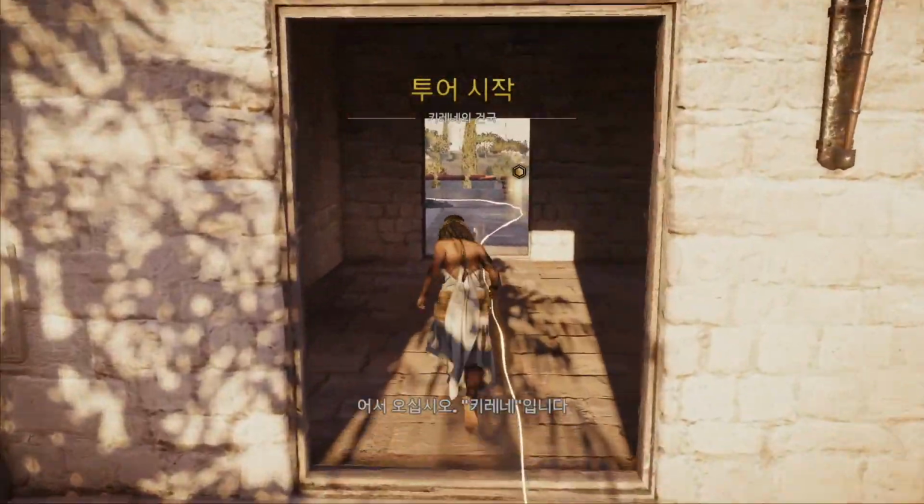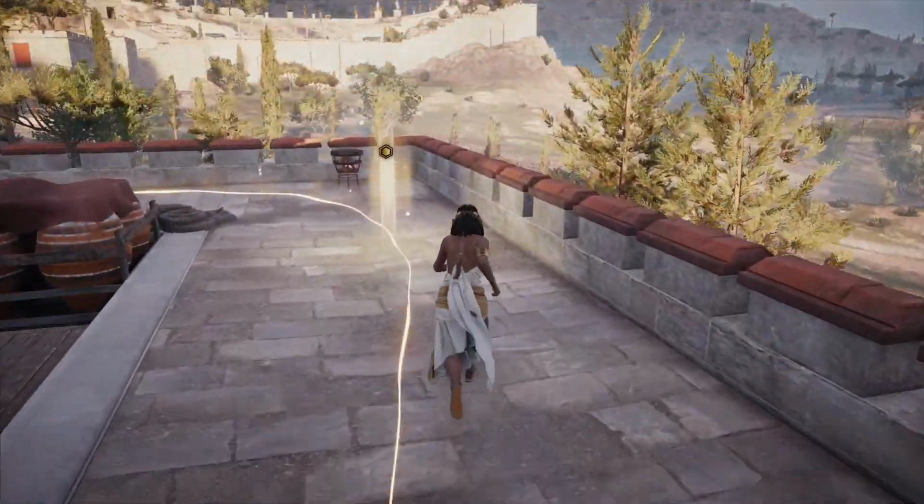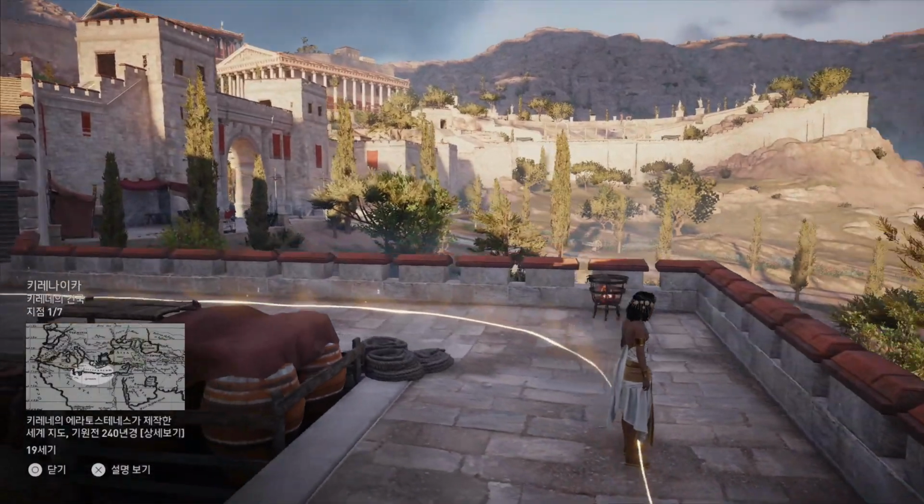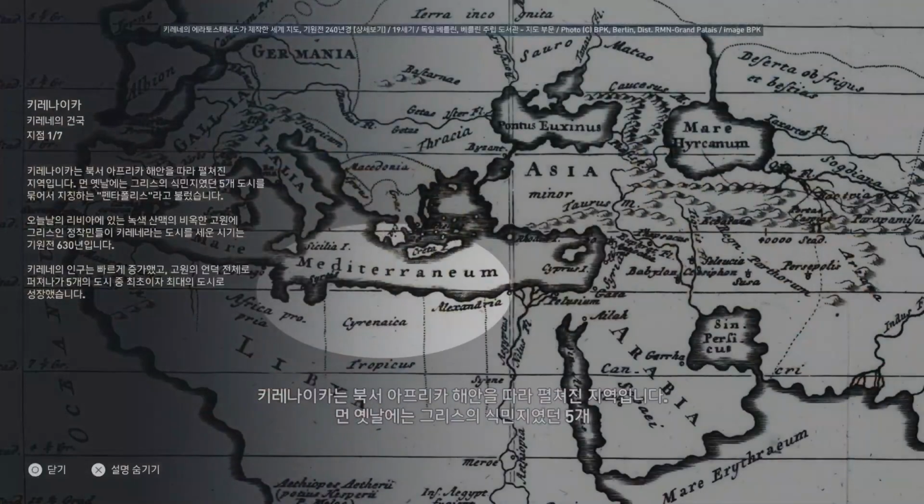Welcome to Cyrene. Cyrenaica stretches across the coast of northwest Africa. It was known as Pentapolis in antiquity, a reference to the 5 main cities that formed the Greek colonies.